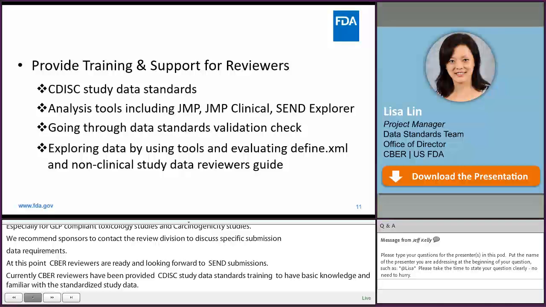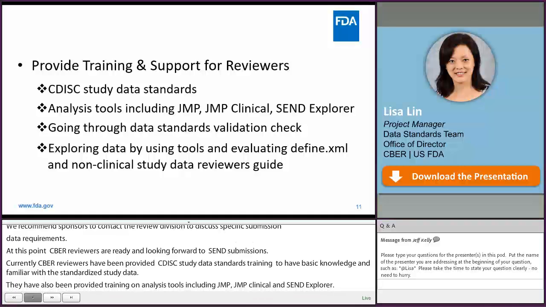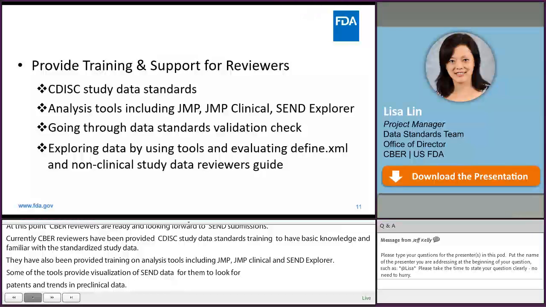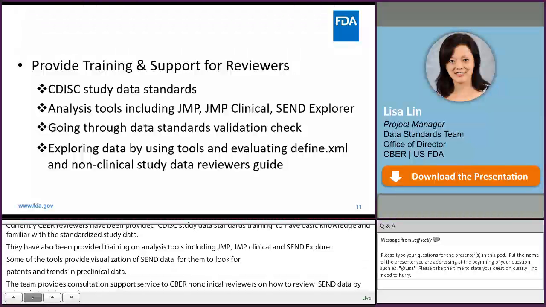Some of the tools provide a visualization of SEND data for them to look for patterns and trends in preclinical data. The CBER eData team provides consultation support service to CBER non-clinical reviewers on how to review SEND data by using the existing tools, and provides data standards validation checks to ensure the quality of the submission data.